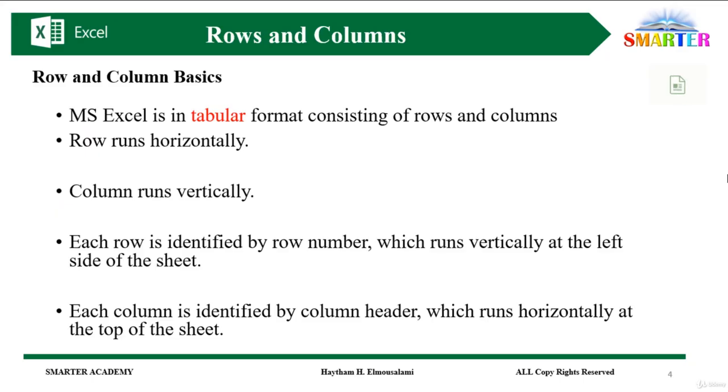Microsoft Excel is in tabular format, consisting of rows and columns. Rows run horizontally and columns run vertically. Each row is identified by a row number, which runs vertically at the left side of the sheet. On the other hand, each column is defined by a column header, which runs horizontally at the top of the sheet. Let's go more practically to the Microsoft sheet.